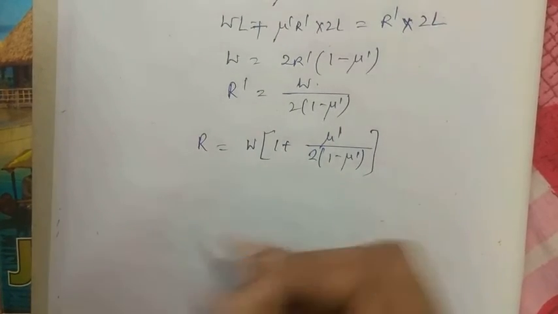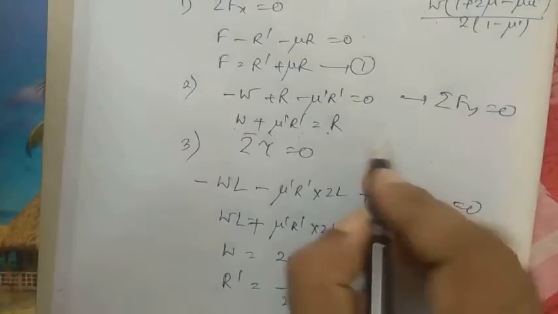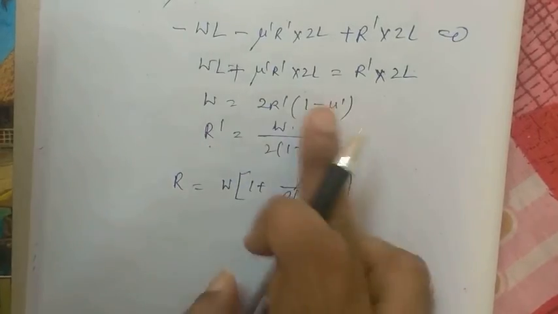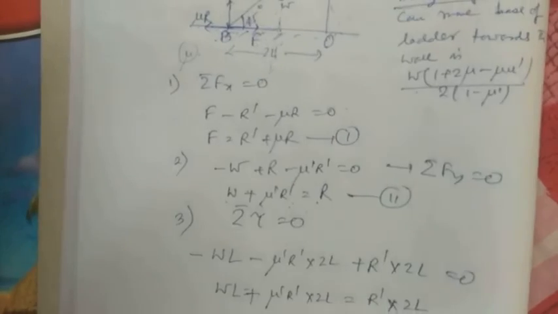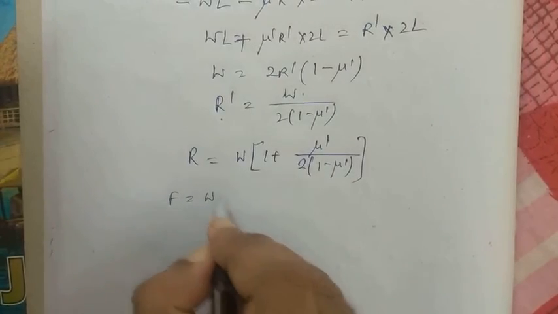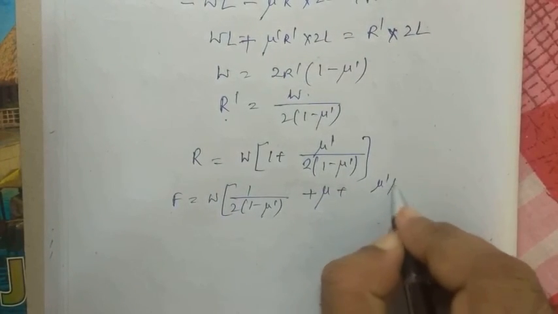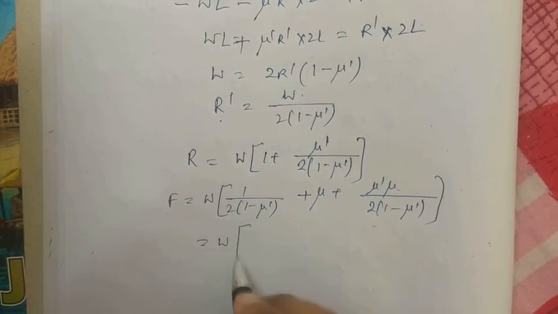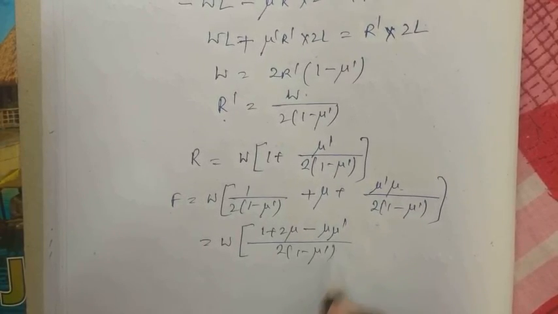And replace this into the first equation. F is equal to R dash plus mu R. This was the first equation, and this was the second equation. We have taken out R dash from here, got the value of R dash, and replaced it in equation 2 to get the value of R. Now we replace R dash and R both in equation 1 to get F. So what will be the value of F? W into 1 by 2 into 1 minus mu dash, plus mu into 1 plus mu dash by 2 into 1 minus mu dash. If we solve this, we will get the required relation to be proved: mu dash by 2 into 1 minus mu dash. Proved.